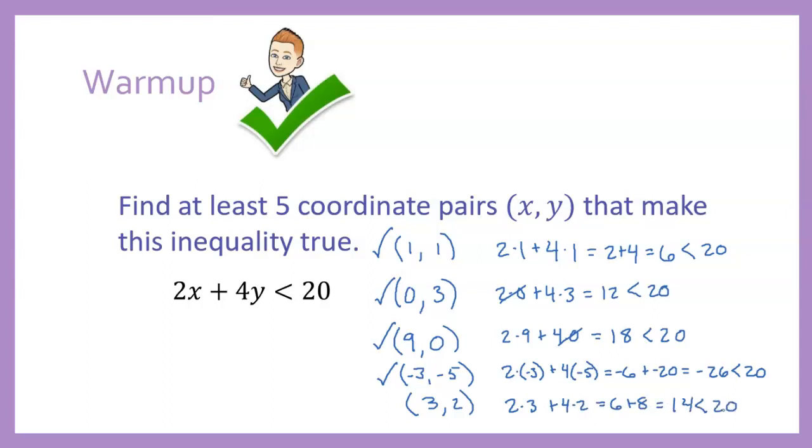So that's how we come up with points that satisfy particular conditions. We just basically choose any random number we want, and we can plug it in and see if we can come up with another number that makes this true.